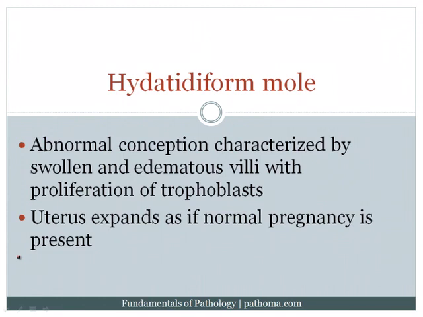So you get these villi, and the villi are very edematous. And those edematous villi have excessive proliferation of the cells around them. And remember that the cells that surround the villi are the trophoblast, and that's called a hydatidiform mole. So it's an abnormal conception characterized by swollen and edematous villi with proliferation of trophoblasts around those villi.